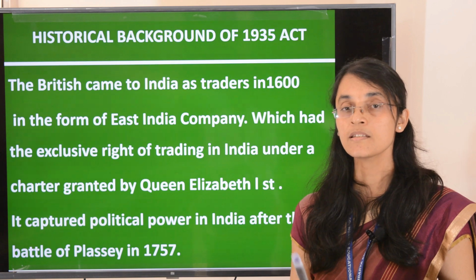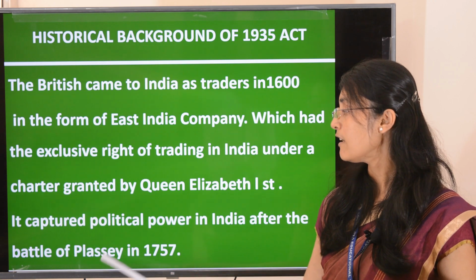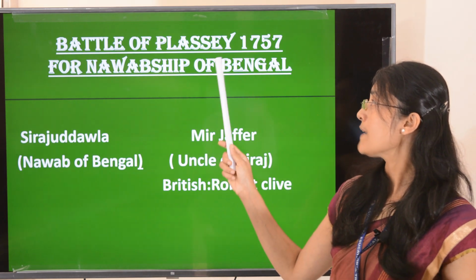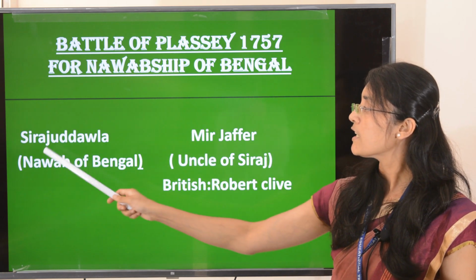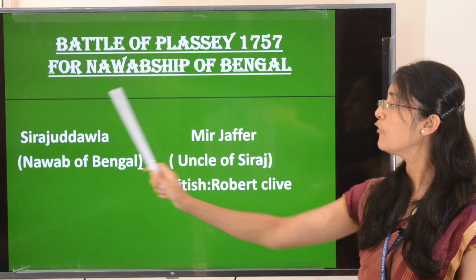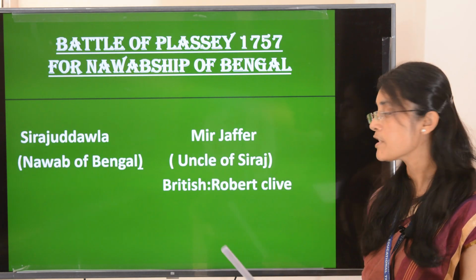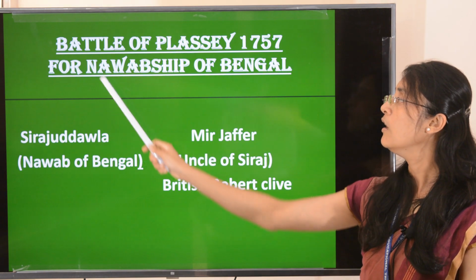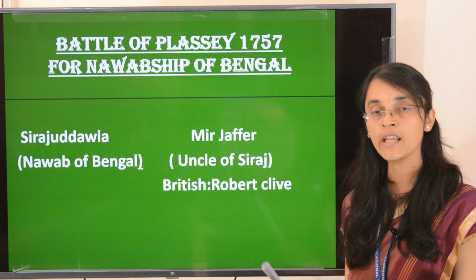See students, this East India Company captured political power in India after the Battle of Plassey in 1757. The Battle of Plassey took place in 1757 between Siraj-ud-Dawla, Nawab of Bengal, and Mir Jafar, uncle of Siraj-ud-Dawla. In this battle, the British soldier Robert Clive helped Mir Jafar against Siraj-ud-Dawla for the Nawabship of Bengal. Siraj-ud-Dawla was defeated and killed.